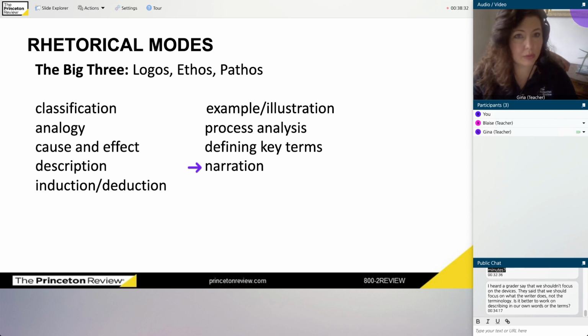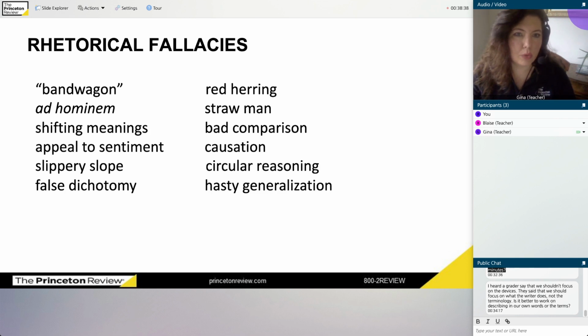Hopefully you took a screenshot or wrote those down. And then I'm also going to give you some rhetorical fallacies. These may be a little less important than the rhetorical modes because, again, some of them are really specific and you won't see nearly all of these in one text, but you might perhaps see one of them.